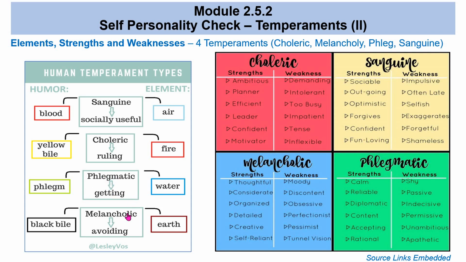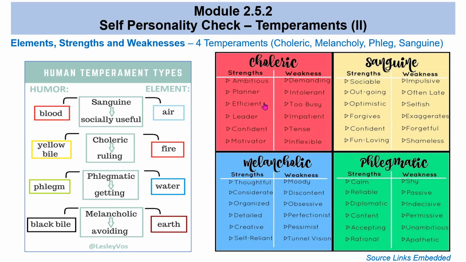And melancholy, who are people that are more avoiding in many ways. That's why they're called black bile. And they are more seen with an element of the earth. So if you look at it, sanguine as air, choleric as fire, phlegmatic as water, and melancholy as earth. And if you understand these four terminologies, air, fire, water, and earth, you can relate more to these types in that sense. And of course, they do have their strengths and weaknesses.